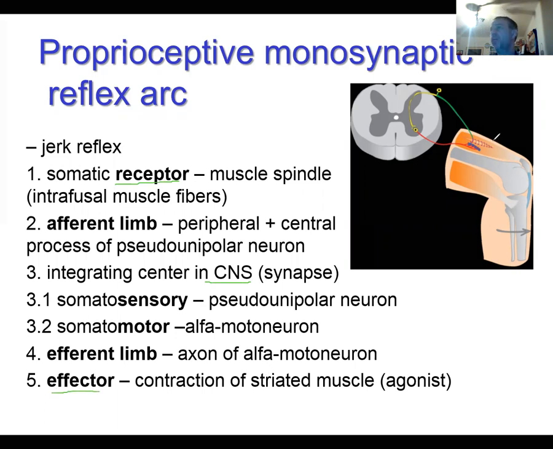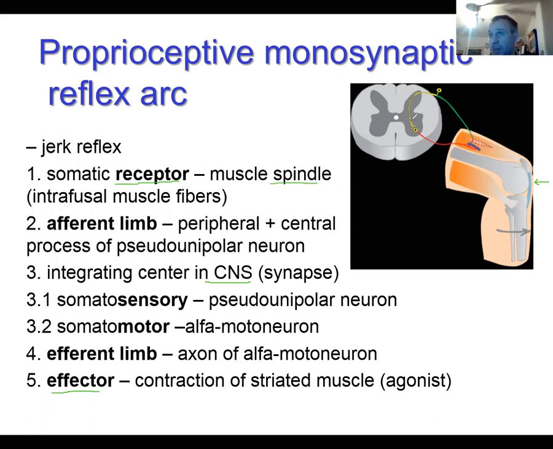Okay, so if we see here the most famous example, which is the patellar jerk reflex. So what do you do? You tap with the hammer onto the tendon, the patellar tendon on the quadriceps femoris muscle. What you do, you passively extend the muscle. When you passively extend the muscle, the muscle spindles are activated. So that's the receptor, muscle spindle. That's the receptor.